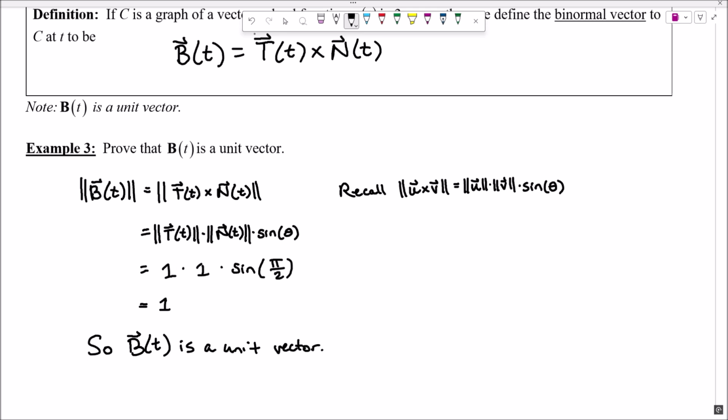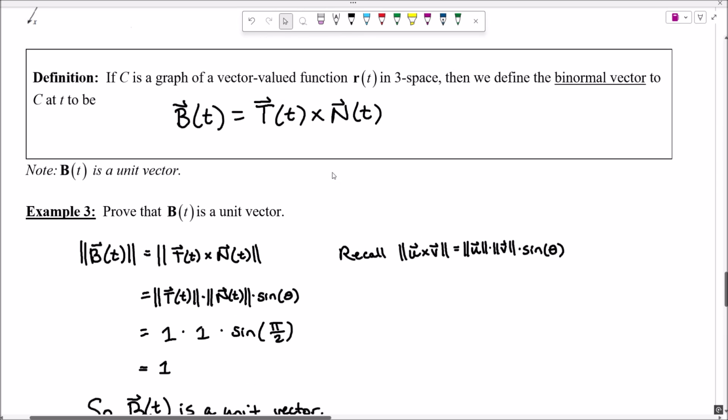Okay, so if I actually wanted to calculate this binormal vector at any point in time, notice that I have to calculate T and then I also have to calculate N, which means I have to do a lot of work to actually get this. Now, sometimes you can think about the way that a problem might be written. For example, if part A in a problem says find T of t, part B says find N of t, and then part C says find B of t, maybe then using this definition to calculate it wouldn't be so bad.